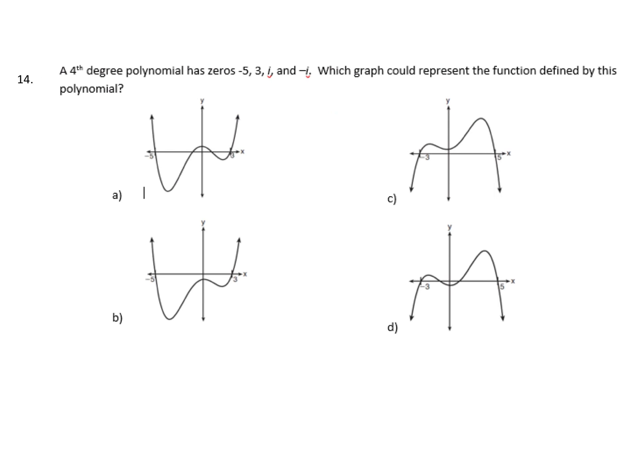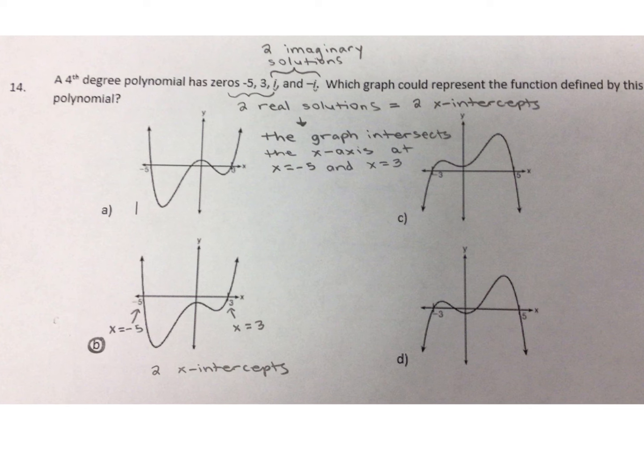Okay, so now we're on the next page, page 36. And take a look at number 14. Okay, hit pause, see what you think, and then unpause and see how you did. All right, well, we could see here, right, that we have two real solutions, the -5 and the +3. So that means we're going to have two x-intercepts. We have two imaginary solutions, so those are not going to lead to x-intercepts.